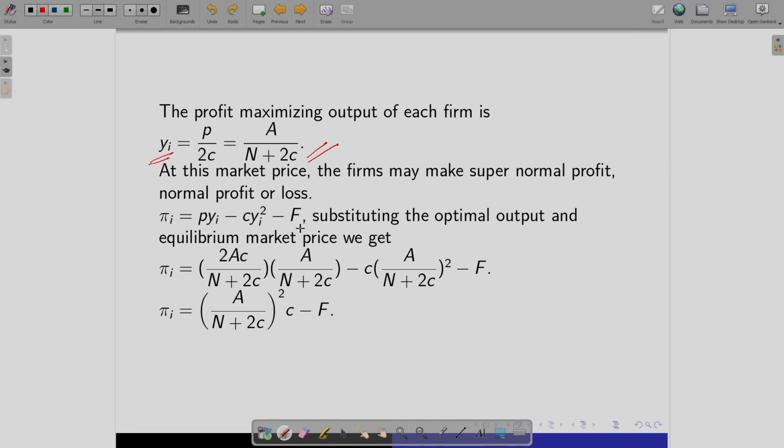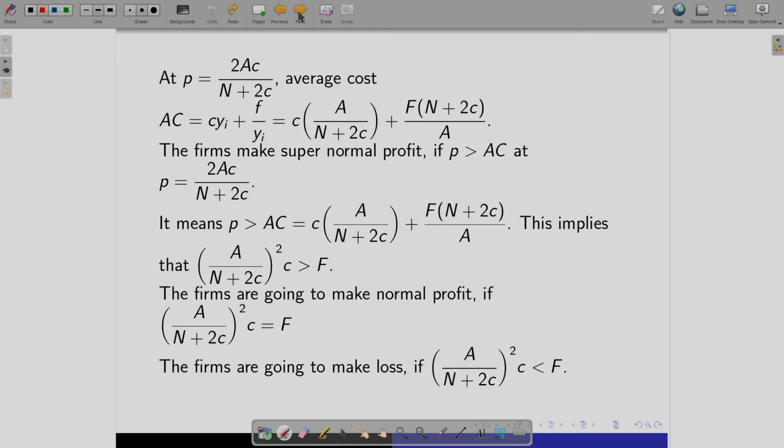So, profit is this. So, we plug in this quantity and the price, we get the profit function in this form and we get it. After simplification, we get this. So, this is the price into quantity of each firm. So, this is the total revenue. Price into this is the quantity square. So, this is the total variable cost minus the fixed cost. So, this is total revenue minus total cost, and after simplification we get this.